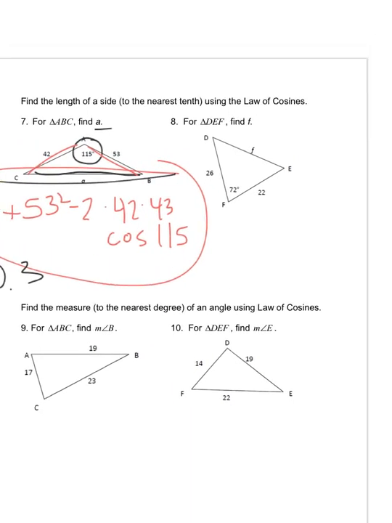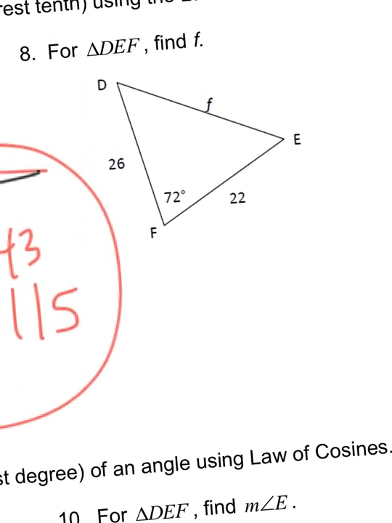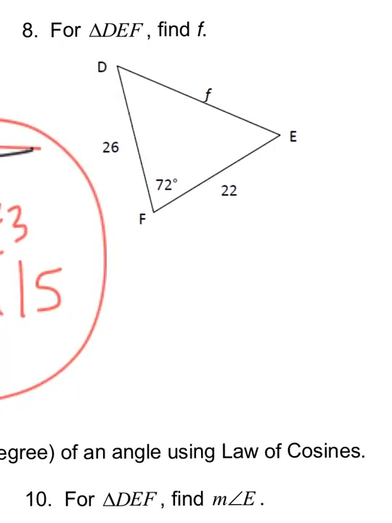Okay, for the next one, again, I'm going to use law of cosines. I would have a side angle side situation, and I want to know a side opposite the angle. So it's going to be f squared equals the two sides, 26 squared plus 22 squared minus 2 times 26 times 22 cosine of 72.